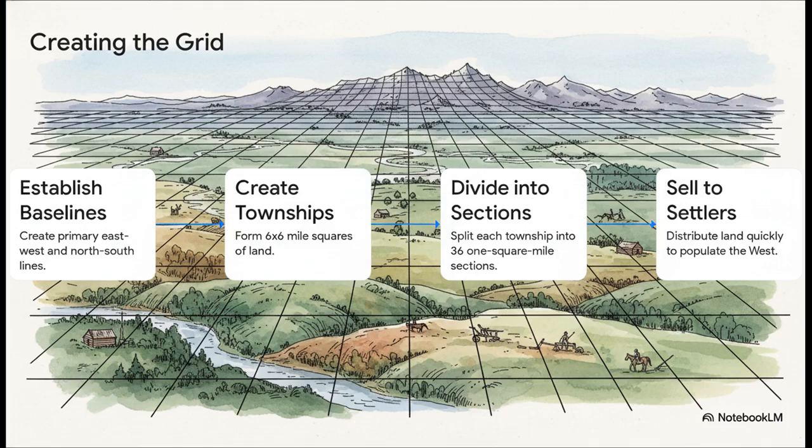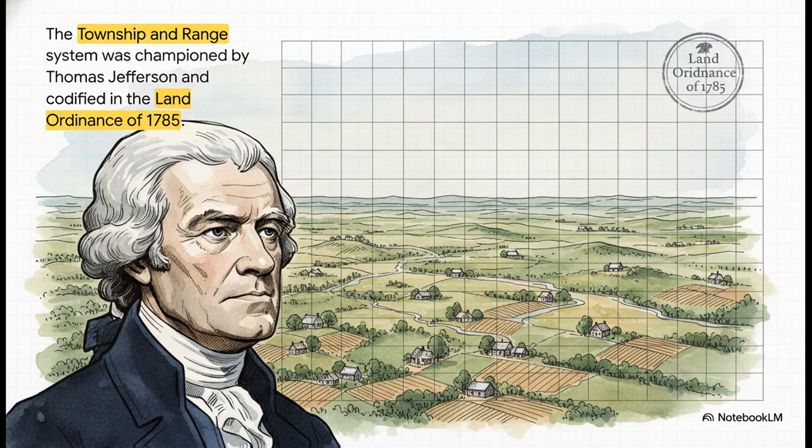But you see, this grid wasn't just about being practical. It was a whole philosophy. It was championed by Thomas Jefferson and made official by the Land Ordinance of 1785. This checkerboard was seen as the perfect way to create a nation of independent farmers, each with their own uniform plot of land. It was literally a vision for a democratic society written right onto the map.